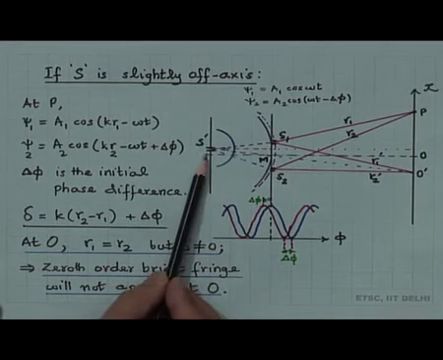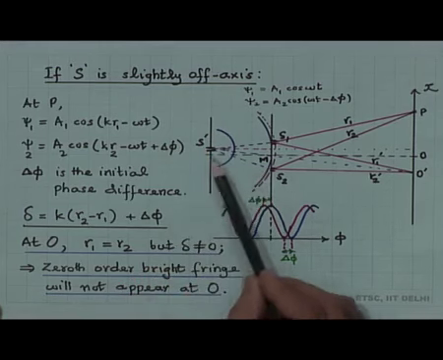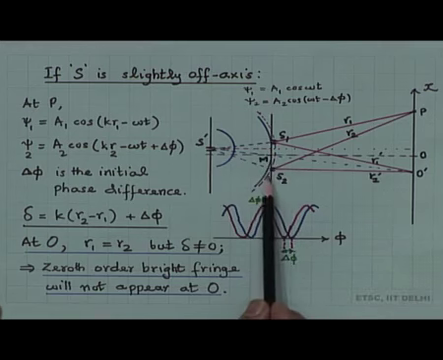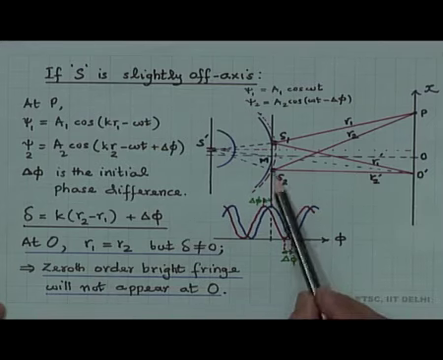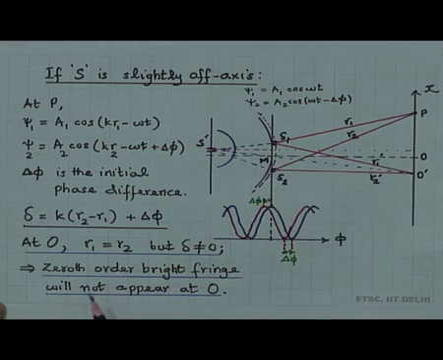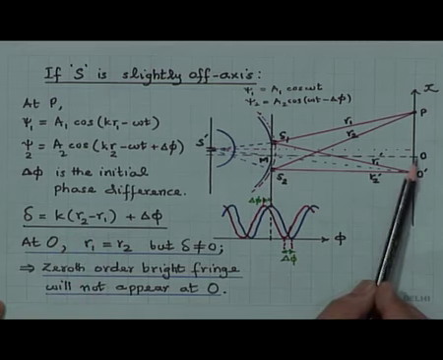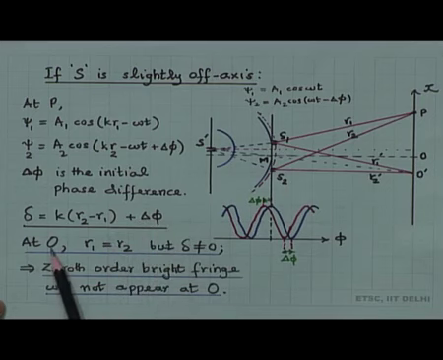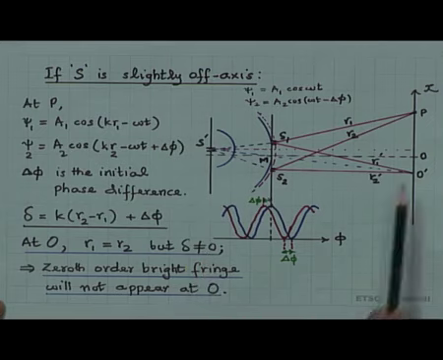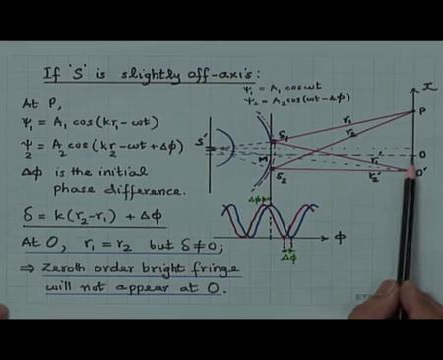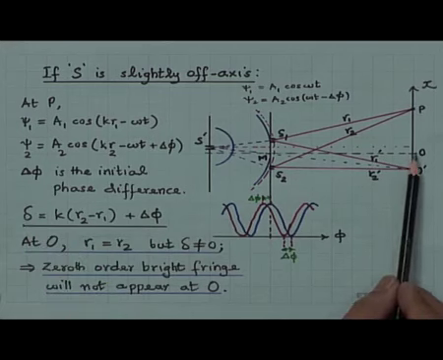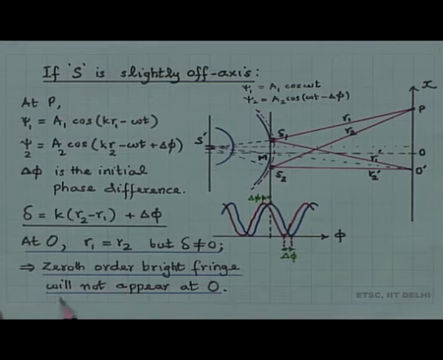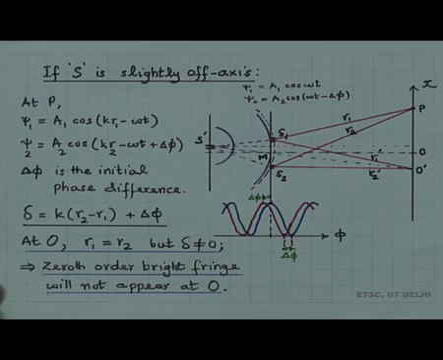All of this is because S dash is offset here. Therefore, this propagation distance is different from this propagation distance; this is smaller compared to this. At the point O, R1 is equal to R2, so this distance is the same, but delta is not equal to 0. At the point O, R2 is equal to R1, but delta phi remains, and therefore at O, delta is not equal to 0. If delta is not equal to 0, we will not have the 0th order bright fringe here. Delta may be 0 somewhere else, the phase difference may be 0 somewhere else, and therefore the 0th order bright fringe will not appear at O, because there is a phase difference at O.